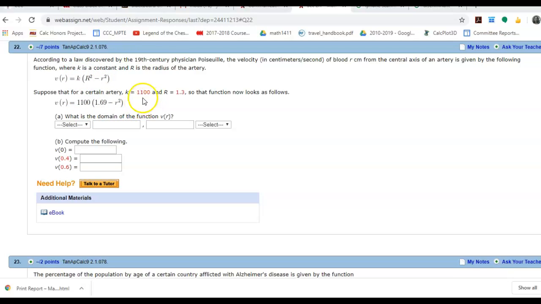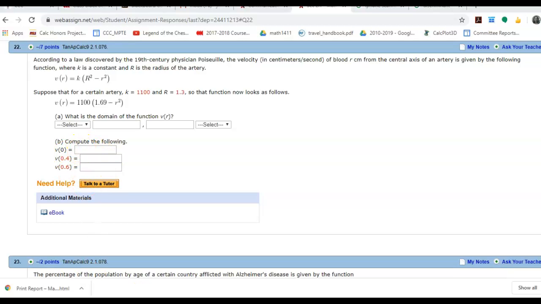Suppose that for a certain artery, k is 1100 and big R is 1.3. I'm going to copy that down in my notepad so that the function now looks as follows. So 1100 got plugged in here, and 1.3, when you square it, you get that. So that's v of r, and this is for my version. Be careful, your version might be different. Okay, so now what is the domain of this function? And then you need to compute that.